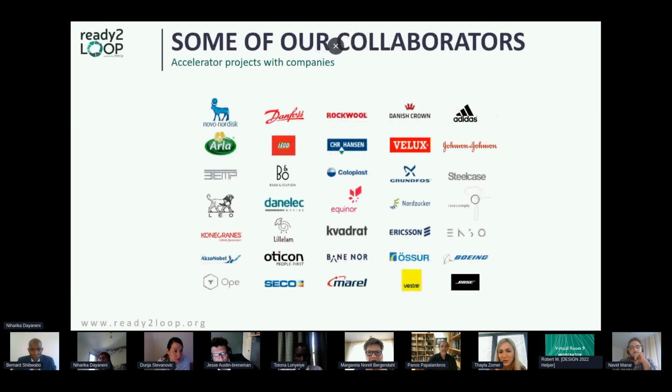We collaborated with a range of companies in the project, like to develop accelerators and also to validate our assumptions, and they also performed their readiness assessment. So here are some examples of companies that joined the project. Can you go to the last one?